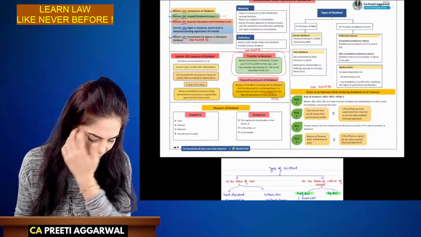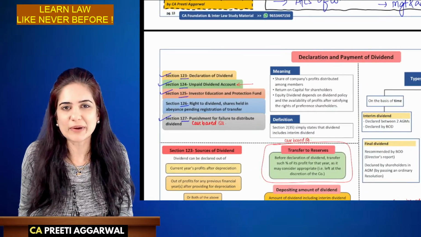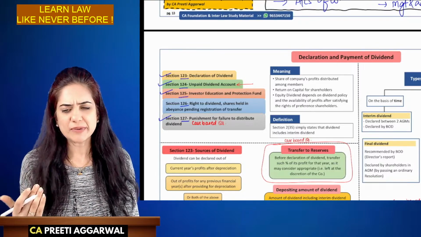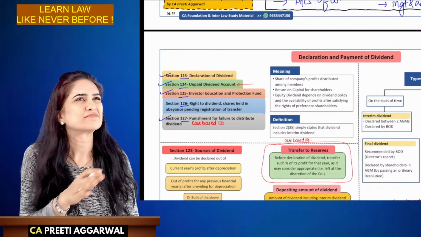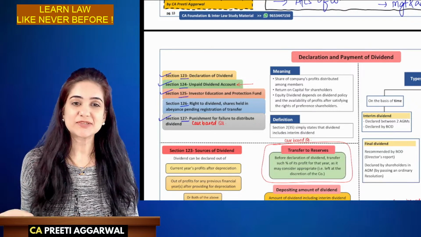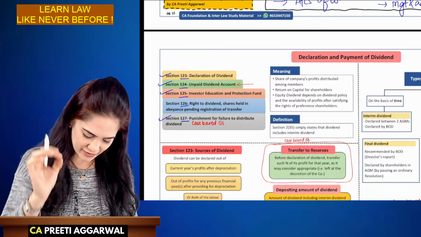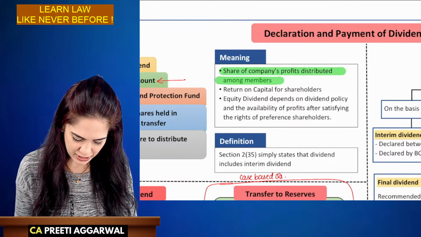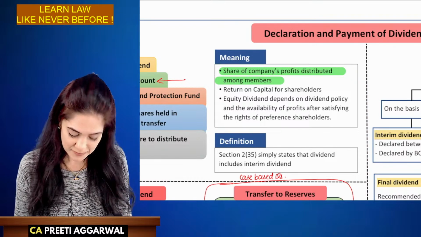It's a very small chapter. There are only 5 sections, so all of them are obviously important for exam. Now, will a question be asked on what is dividend, what are the kinds of dividend, basic? I don't think so. Question has never been asked on that. But since we are revising the entire chapter, you need to know something about dividend. So dividend is nothing but a share of company's profit distributed among members. It is not important for exam. I'm not wasting time on this.